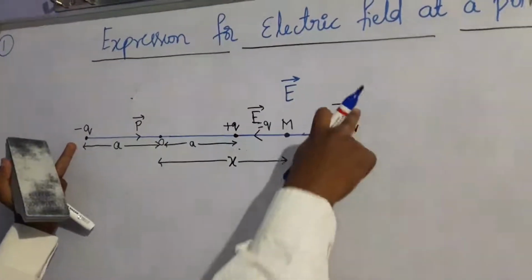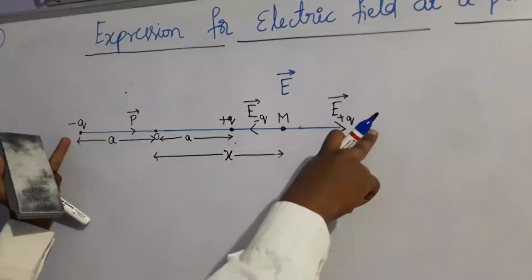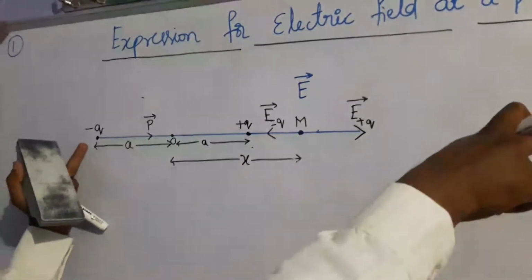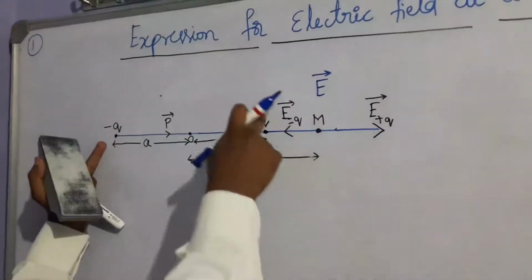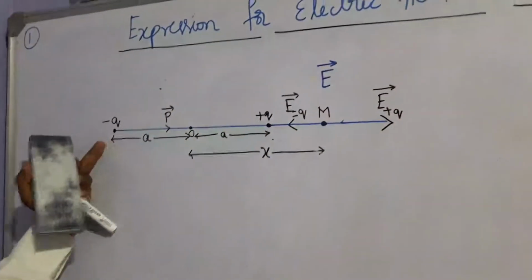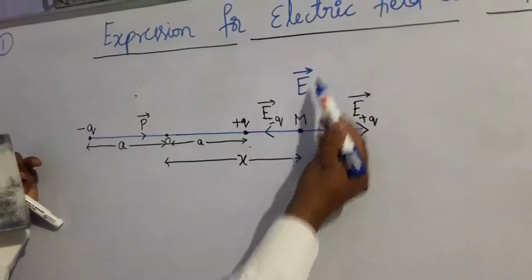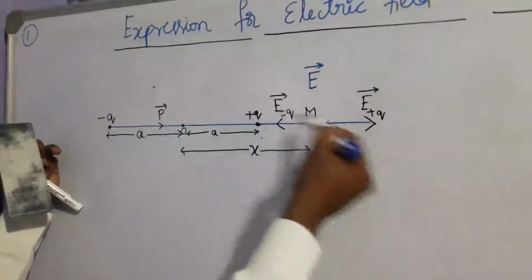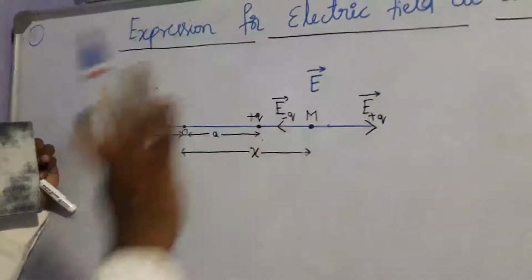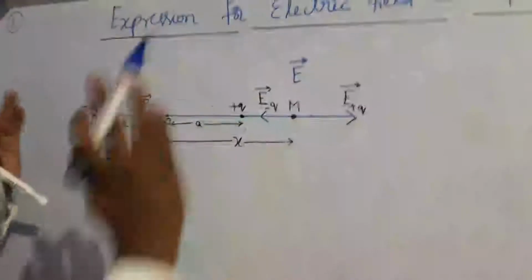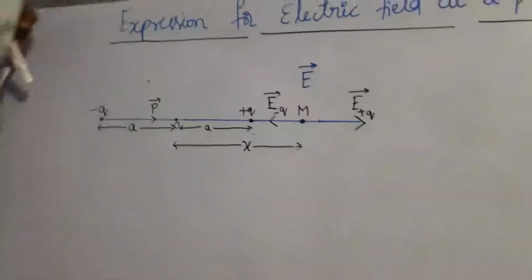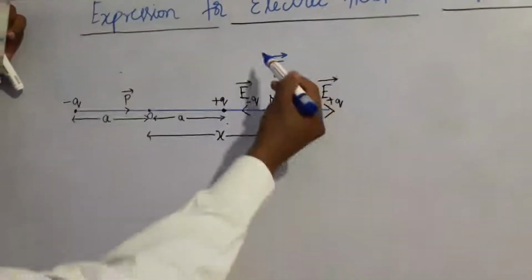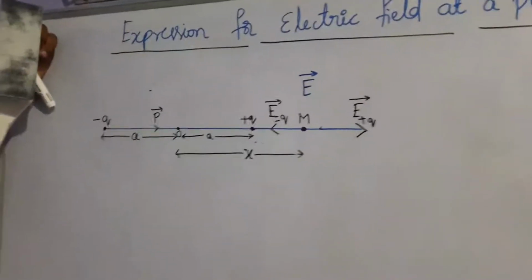And here E plus q is the electric field intensity due to the plus q charge, which is directed away from the plus q charge, because the electric field due to an isolated positive charge will be away from the charge. And this electric intensity, capital E vector, is the resultant electric intensity due to the electric dipole. This is about the diagram. Now first we will find E minus q and E plus q, then we will find the resultant electric intensity.